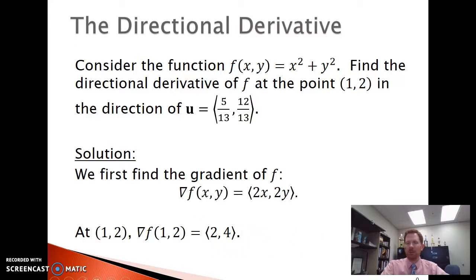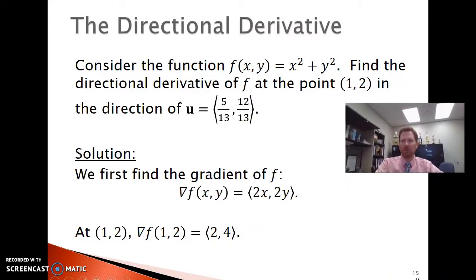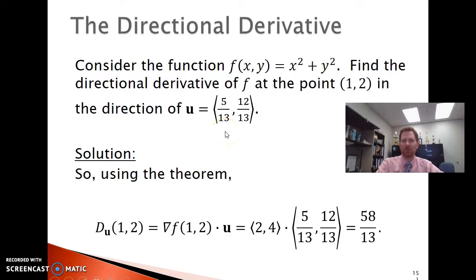Then to find the directional derivative in the direction of this unit vector u, we simply dot the vector (2, 4) with the vector (5/13, 12/13). (2, 4) dotted with (5/13, 12/13) equals 58/13, which, if you recall from class the other day, is the same value we found when we used the limit definition. But this is much more efficient in finding that directional derivative.